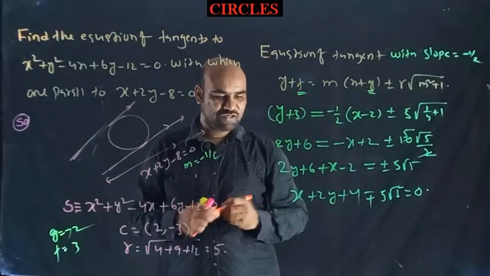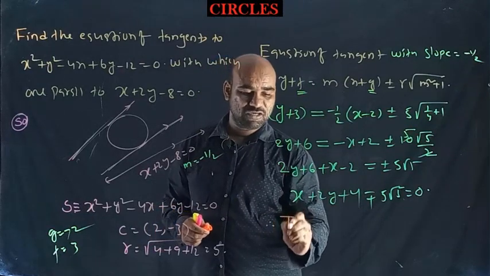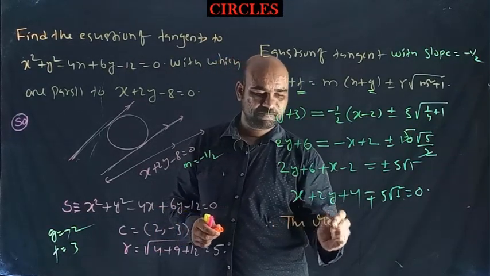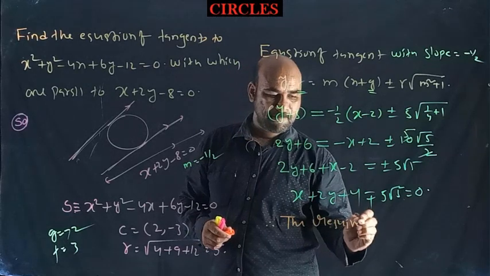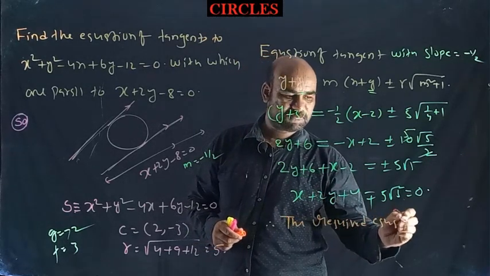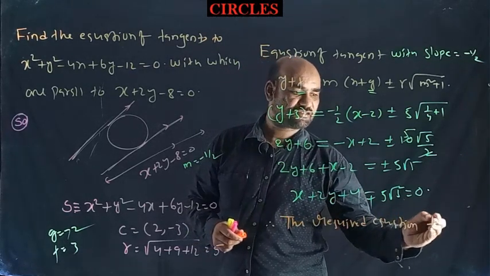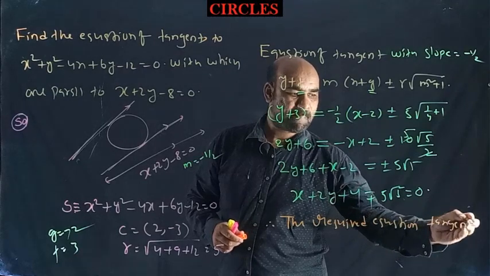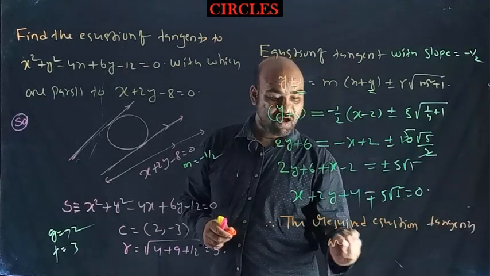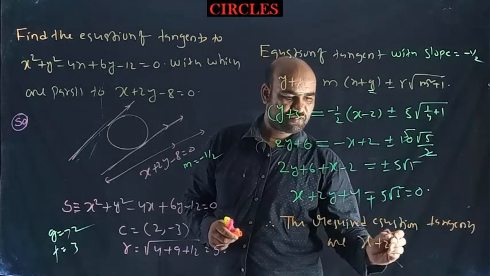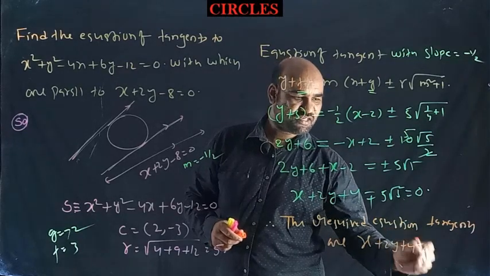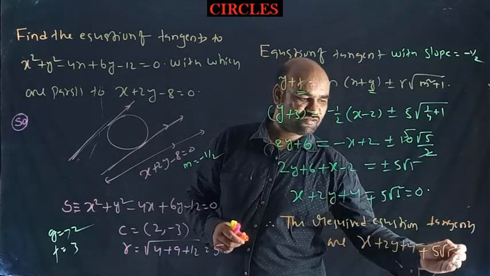Therefore, the required equations of tangents are x plus 2y plus 4 minus or plus 5 root 5 equal to 0.